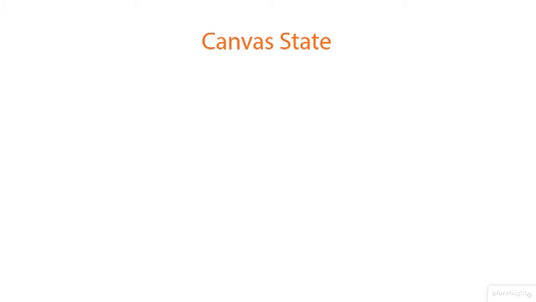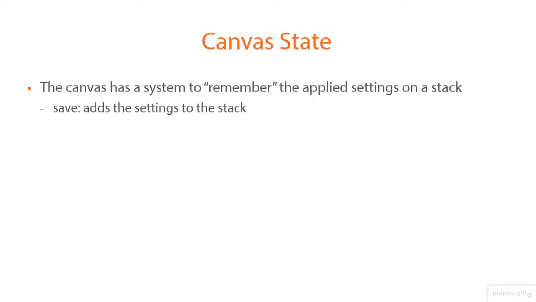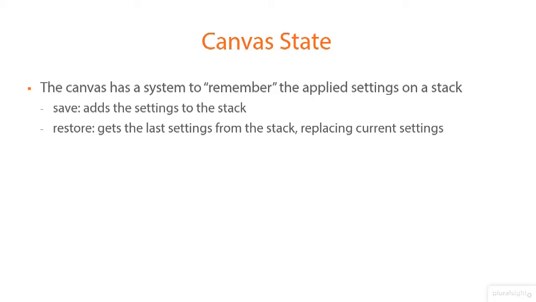The final thing I want to show you for the canvas is the state mechanism we have available. It's possible to store on a stack the current settings of the canvas so that we can reuse them later on. And to do this, we have the save and restore methods available.